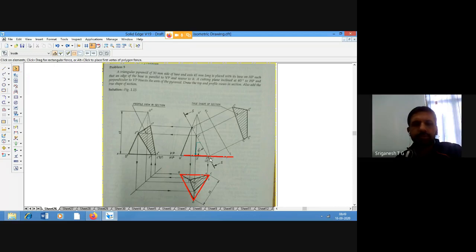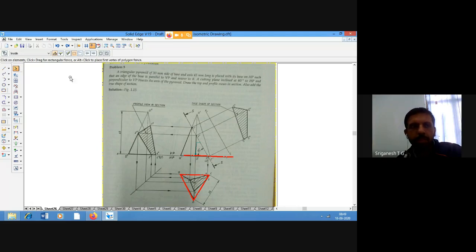And next, what else he has given? A cutting plane inclined at 60 degrees to HP and perpendicular to VP bisects the axis of the pyramid. So we have a cutting plane which is going to pass at an angle of 60 degrees to HP, and it has to move from the observer towards the vertical plane.